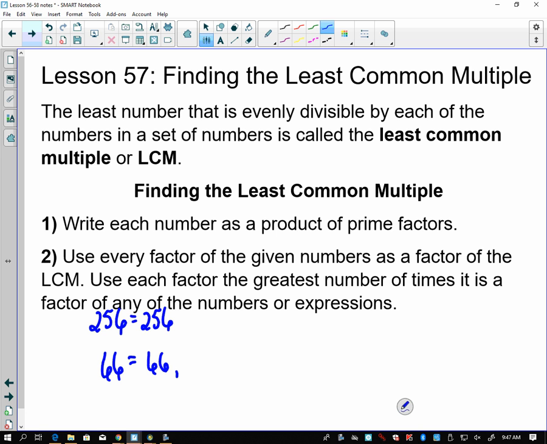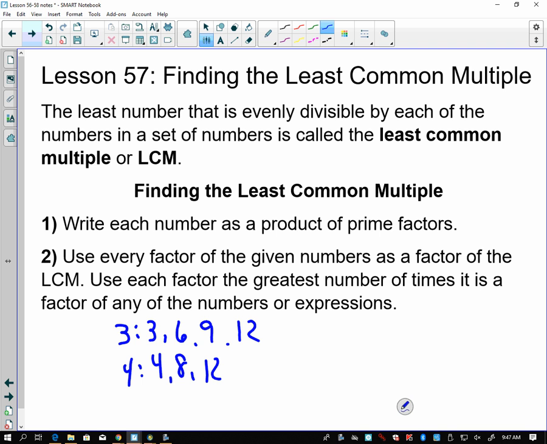Let's go with something a little bit smaller. Let's say we want to find the least common multiple of 3 and 4. Well, 3 times 1 is 3, 6, 9, 12. Here we're getting 4, 8, 12. What's the smallest number both of them will go into? 12. So 12 should be the least common multiple. Does that make a little bit more sense? So we understand the difference between greatest common factor and least common multiple.